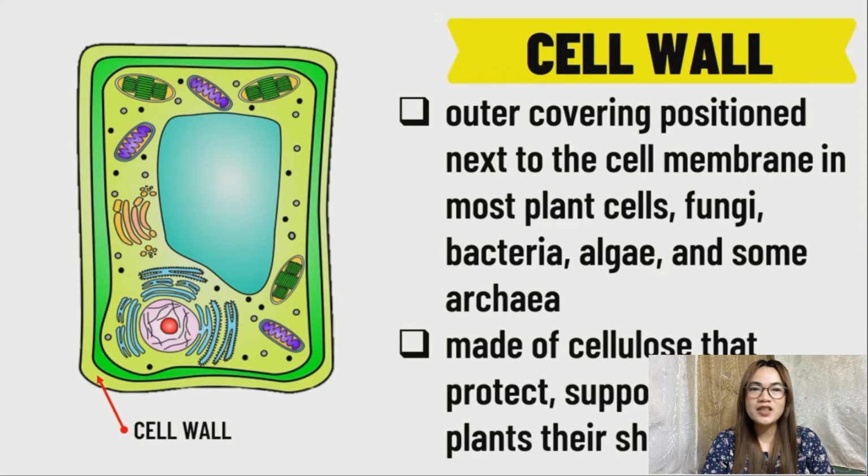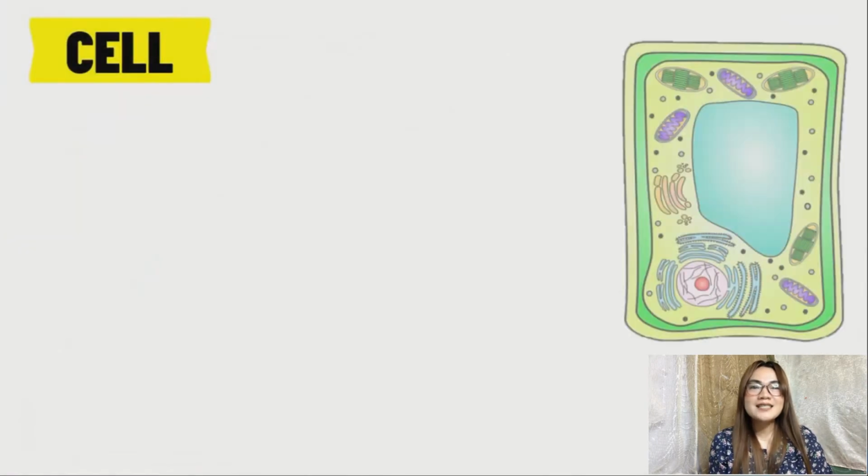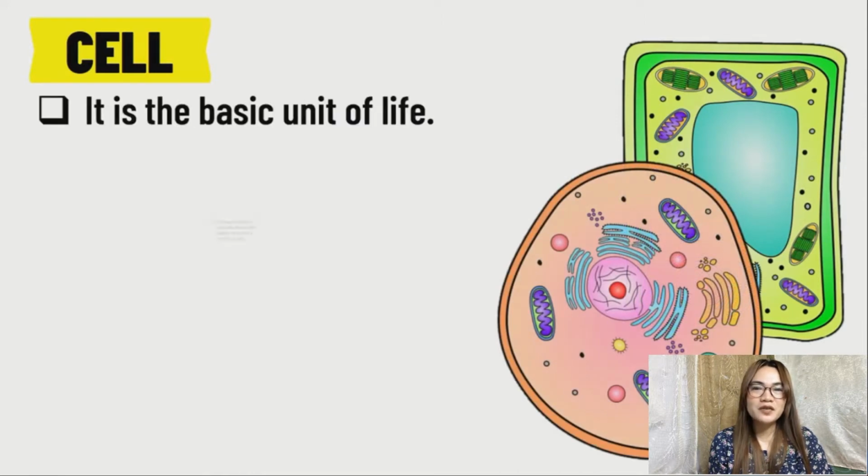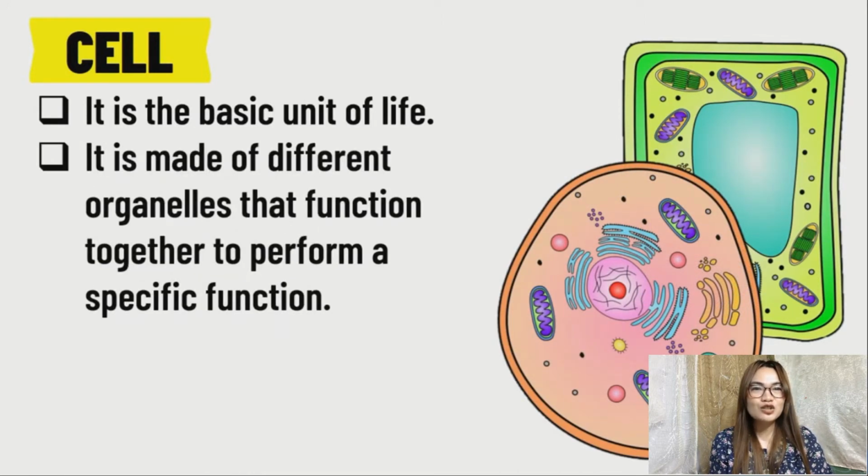And those are the different parts of cells and their functions. In summary, the cell is the basic unit of life. It is made up of different organelles that function together to perform a specific function. Let's have another look at the different parts of the cell, specifically plants and animals.